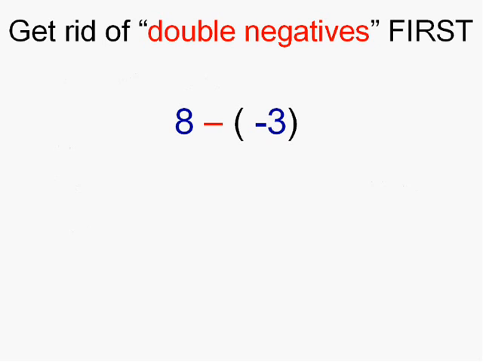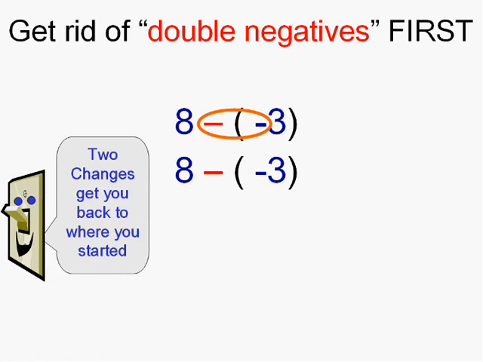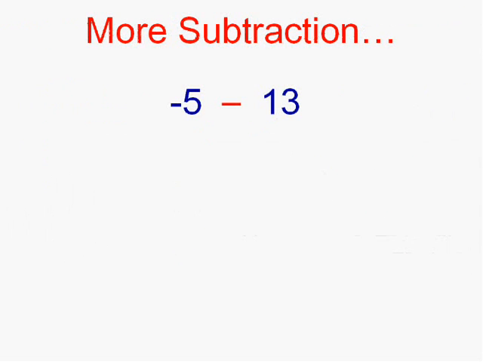This problem is not going to be that bad if we get rid of the double negatives first. And I want you to consider that as a negative, not a subtraction sign. So two negatives are going to get us back to where we started. Anytime you have two consecutive negatives right in a row, I want you to change it to a positive. And now it's easy. 8 plus 3. Very simple, sir. And there it is.